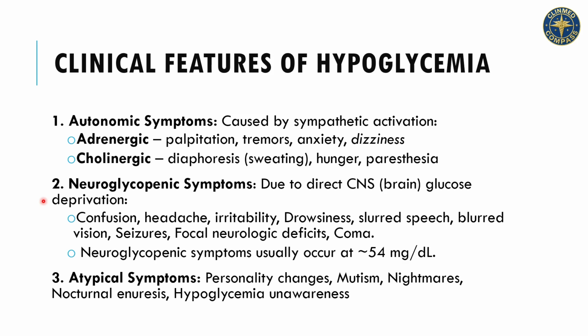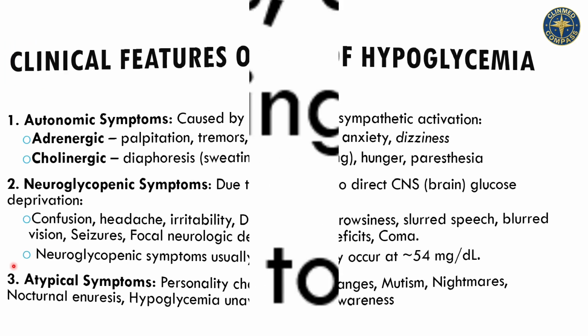2. Neuroglycopenic symptoms. This results from direct glucose deprivation to the brain. They include confusion, irritability, drowsiness, dizziness, slurred speech, blurred vision, seizures, focal neurologic deficits, then coma. These symptoms actually manifest at glucose level at about 54 milligrams per deciliter. Then we have the atypical symptoms, which include personality changes, nightmares, nocturnal enuresis, mutism.